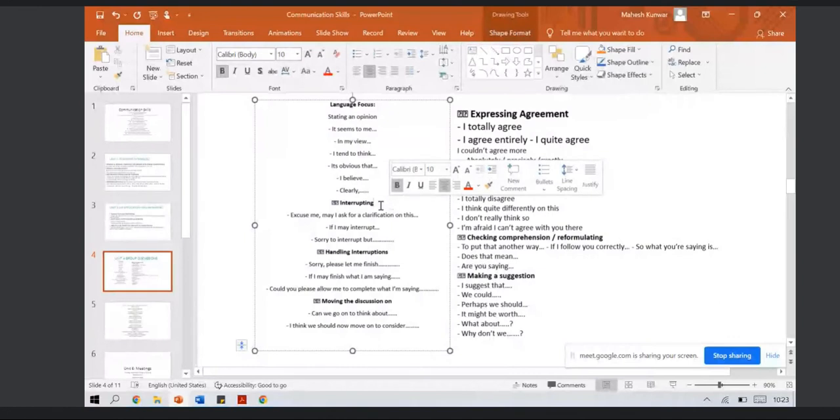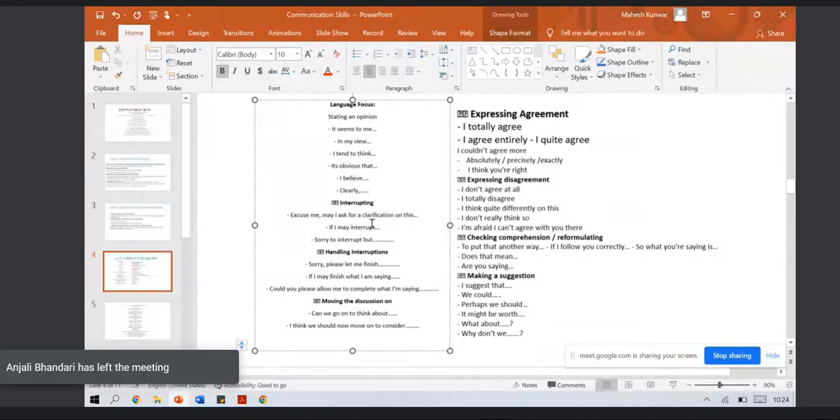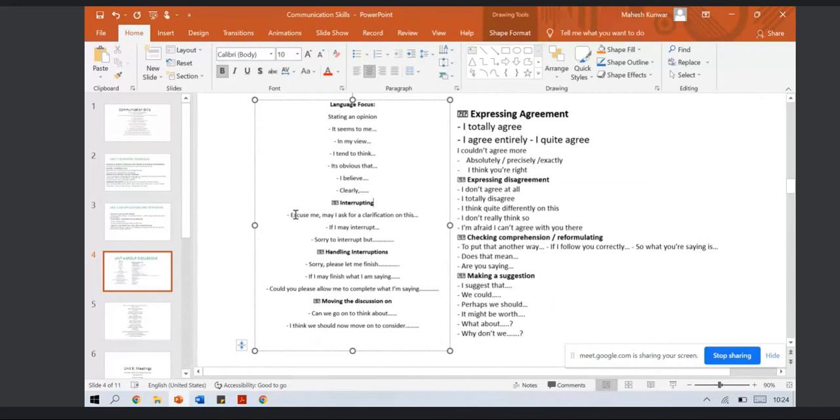And while you have to interrupt the speaker while someone else is speaking, and you cannot agree, this is how you can start: "Excuse me, may I ask for clarification on this?" While you are interrupting, pronounce the first word a little bit louder. "Excuse me" should be audible to the people who are in the GD. A bit louder: "May I interrupt?"